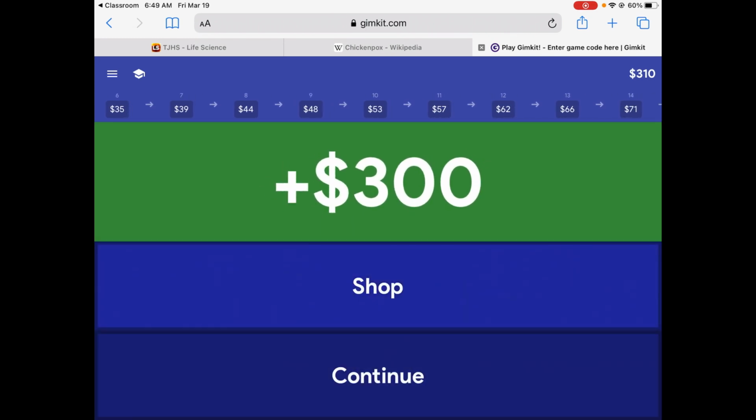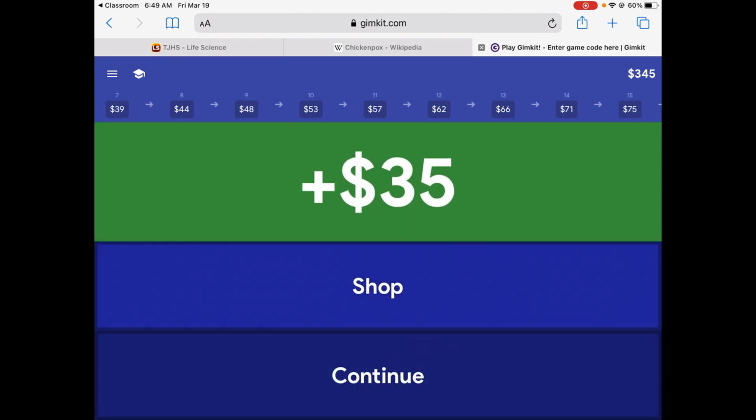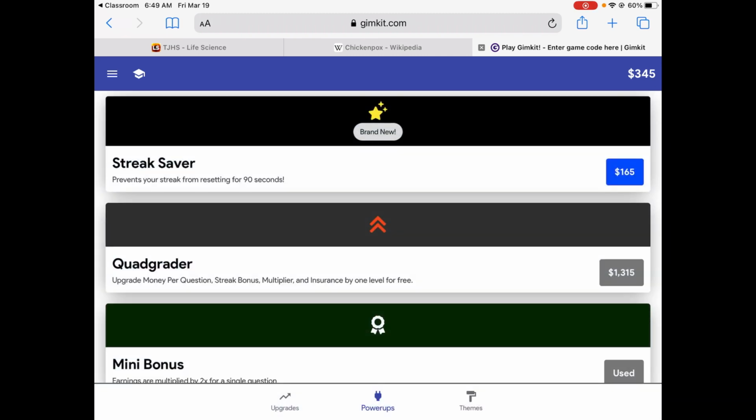I got 300 because my mini and mega bonus multiplied it. And you might want to just keep going from there. But that was a one-off question because this next question, Chinese use powdered scabs, it's now back down again. So we want to go shopping now that we're rich.